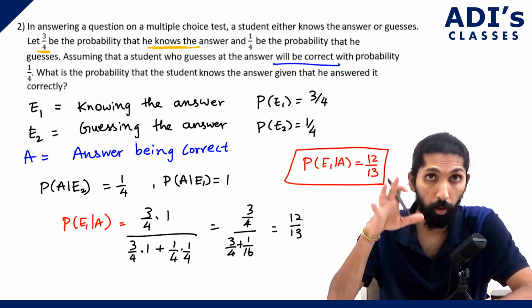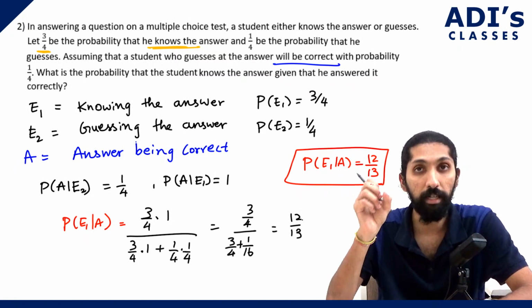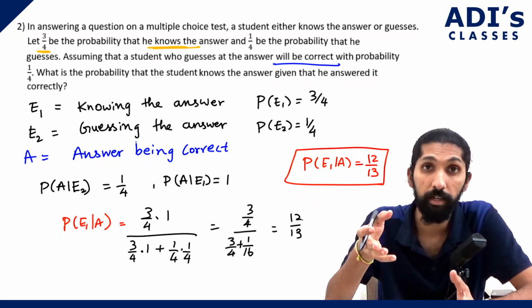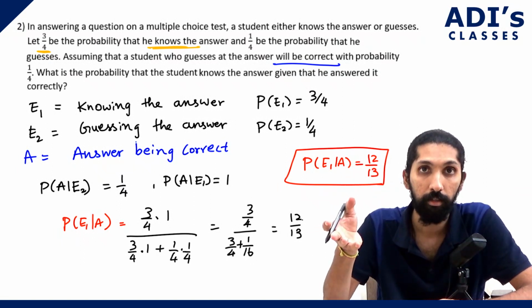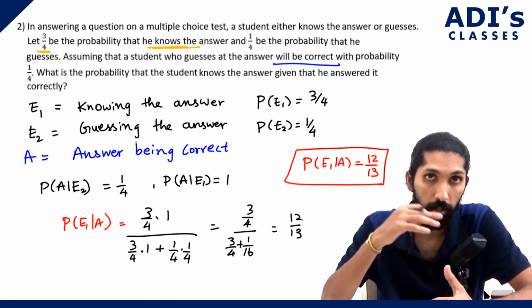That is the probability that the student knows the answer and he has answered it correctly. That probability is 12 by 13. And if you look at it, guys, it's a very high probability, right? That's why this is the answer. Fair enough? Now let's do the third one.